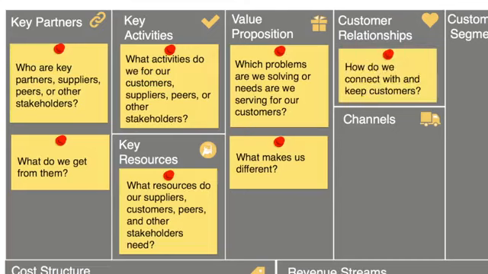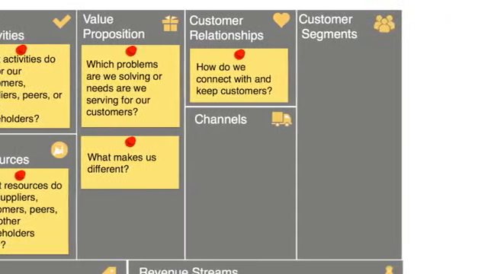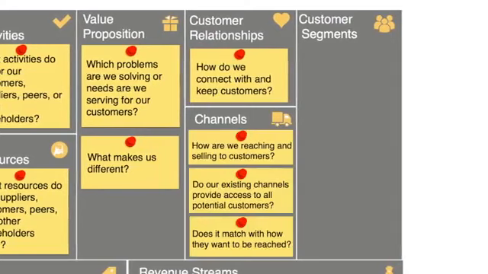Customer relationships. How do you connect with your customers? How do you keep your customers? How do you communicate with them? What are their preferred methods of communication, which will vary based on demographics, kind of education level, age, and so forth. Channels. How are you reaching and selling to your customers? Do the existing channels provide access to all potential customers? Does it match with how they want to be reached? So again, some similarities with the customer relationships up top.